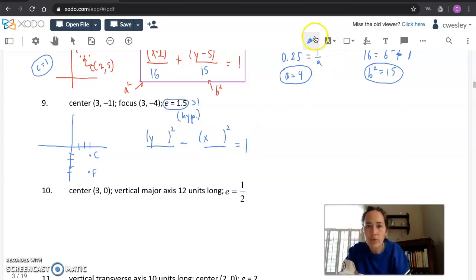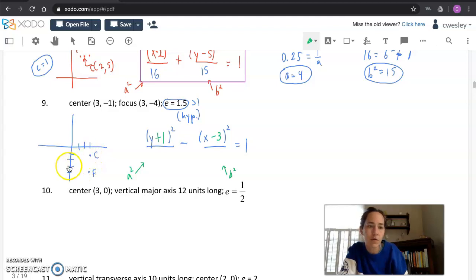And while I'm at it, we were given the center, right? We've got our h and k, so there's no reason not to plug those in right now. y minus -1, so plus 1, and then x minus 3. Okay, so we need a squared and b squared. Same idea as last time. Here we have center and focus again.